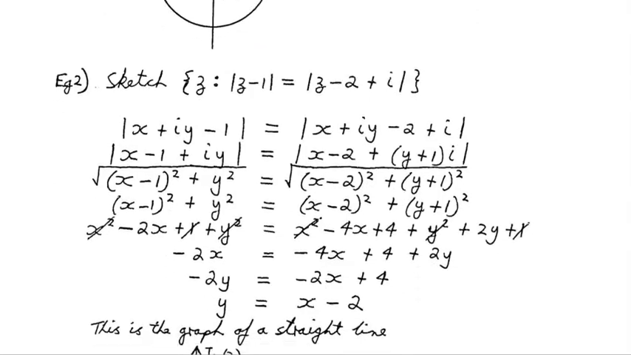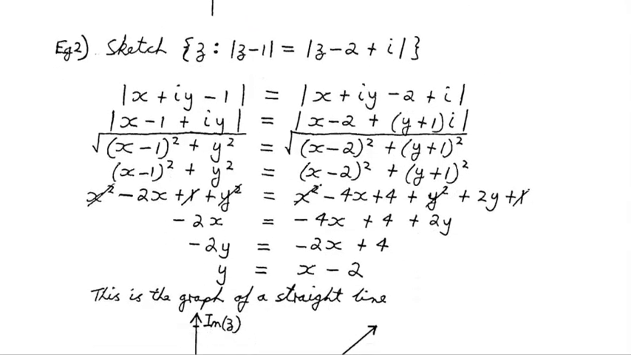the set of points z such that mod z minus 1 is equal to mod z minus 2 plus i. You can work this one out with a straight bit of algebra. Take the modulus of both sides here. So x plus iy is z, minus 1. And on here, x plus iy minus 2 plus i, modulus of that. Let's tidy it up. Let's put the real parts together: x minus 1 here, plus iy. And then over here, the real parts together, x minus 2, and then the imaginary parts, y plus 1 i.